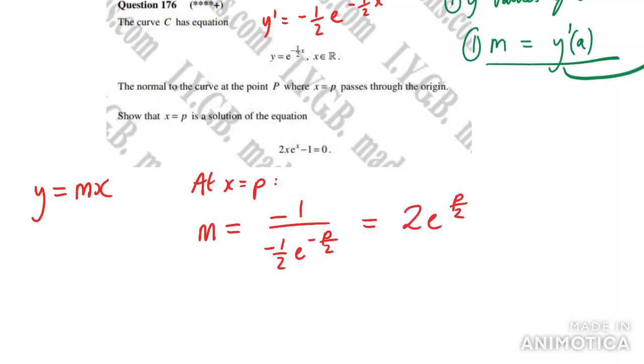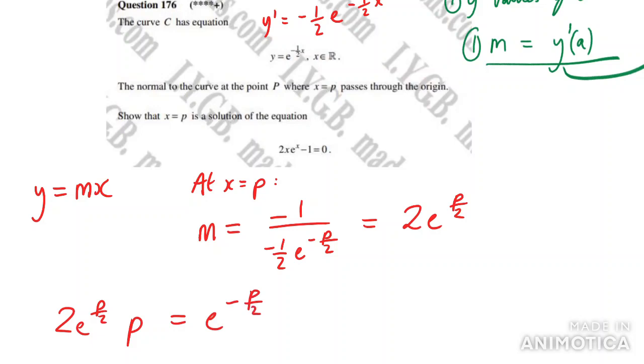Okay, and also, using the fact that we're setting y values equal, we've got that m is 2e to the p over 2, so we've got 2e to the p over 2 times x, well, x is just p, is equal to the y value of our curve, so that's just e to the minus p over 2.